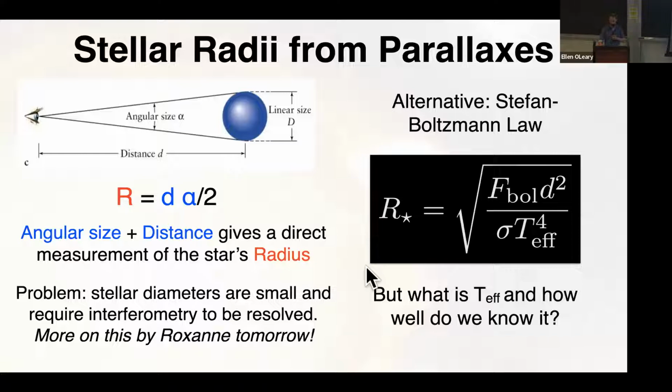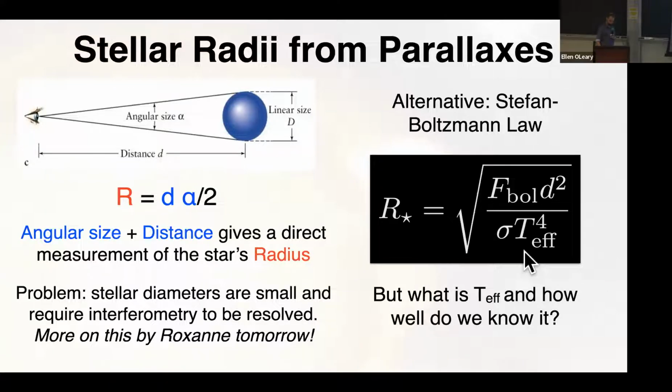And so the alternative is that you use the Stefan-Boltzmann law. I've already hinted at this before. If you rewrite it as a function of radius, you can calculate the radius as a function of bolometric flux and distance, simply the luminosity, and the effective temperature of the star. So that begs the question: what is this term? What is the effective temperature? And you can see it goes into the fourth power, so it's clearly important that you know your temperature well in order to get the radius using this method.